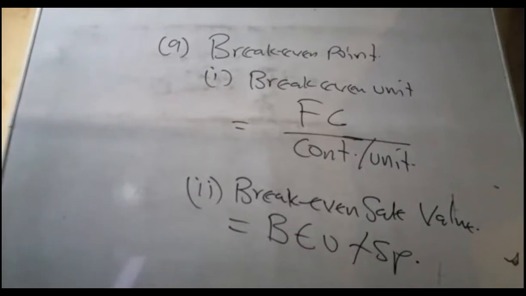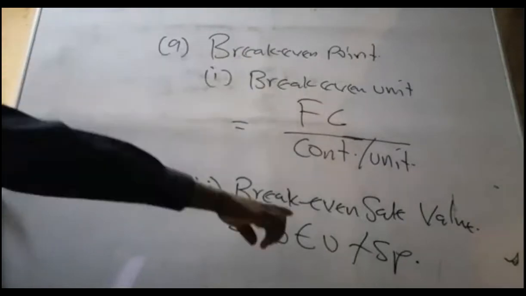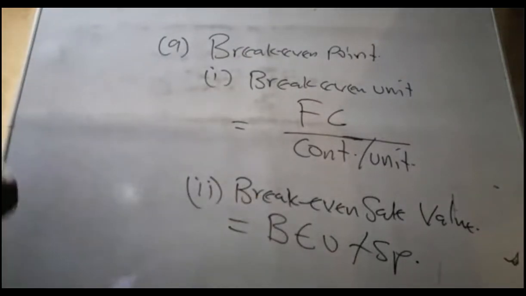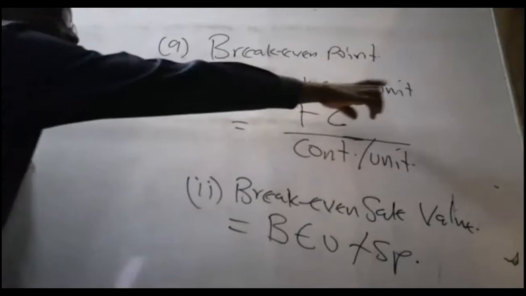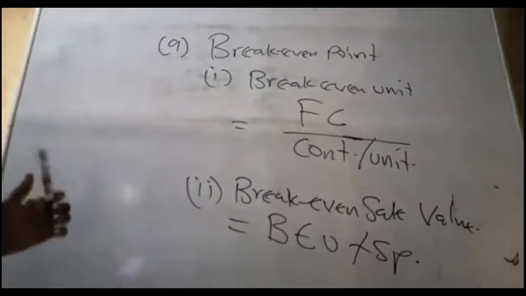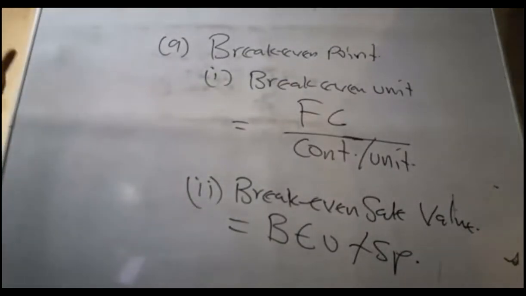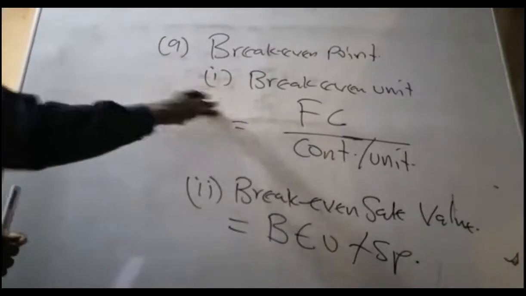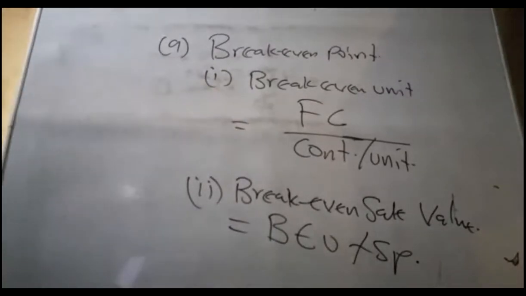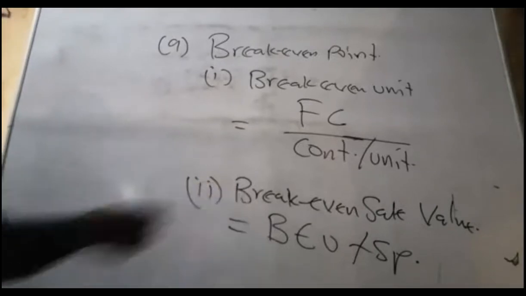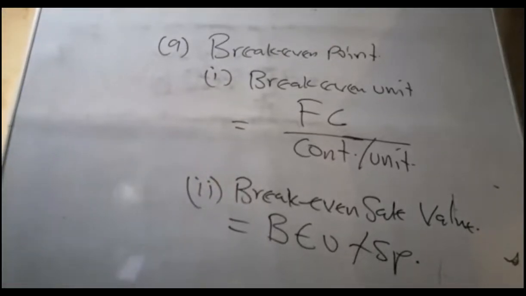So now watch the wording of the requirement carefully. If the examiner says calculate the break-even point for the organization, point means there must be two coordinates, that's the unit and then the value. Like if the examiner says break-even unit or break-even sales unit, once there's unit, you use it here. Or break-even sales value, when there's value, come and use it here. That is all. So I'm using this illustration.